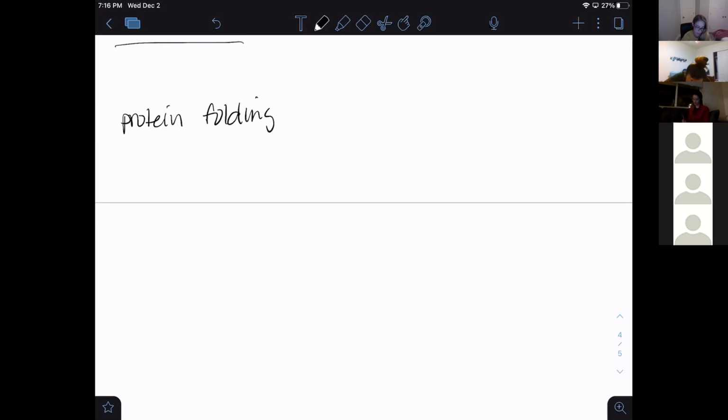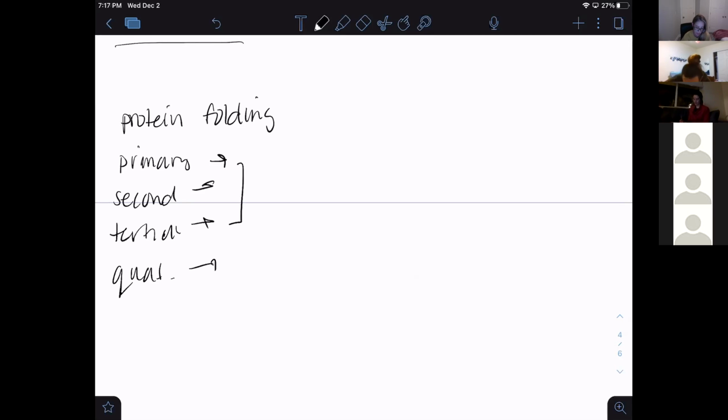You just need to know what's taking place in the primary, the secondary, the tertiary. Honestly, you're not ever going to really talk about quaternary, but at least these first 3 you need to know. So primary, we decided, is going to be the amino acids, right? The sequencing of those.